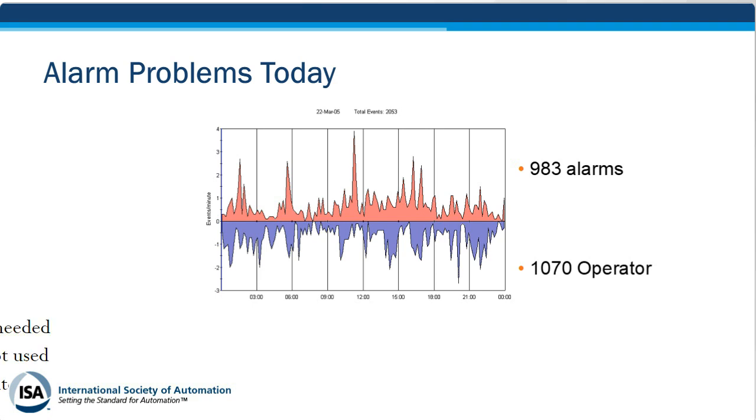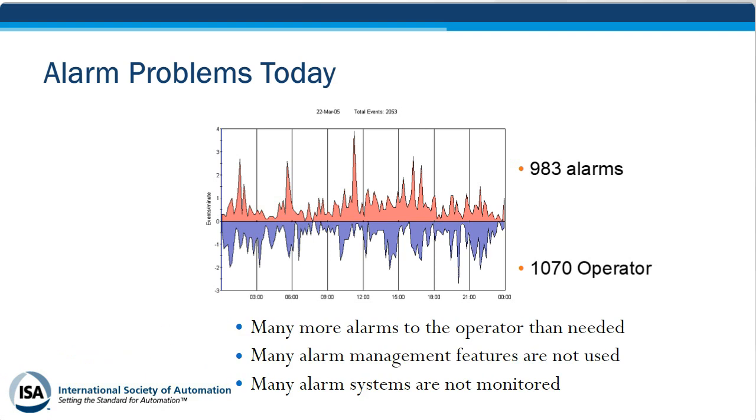So as you can see, there are more alarms than the operator needs, number one, and many of the alarm management features weren't used here. And basically, when you look at that number of alarms in that period of time, if we had a critical alarm that could impact the environment or prevent damage in equipment or a catastrophic event, the likelihood of the operator being able to pick that alarm out and be able to react to it is not high.